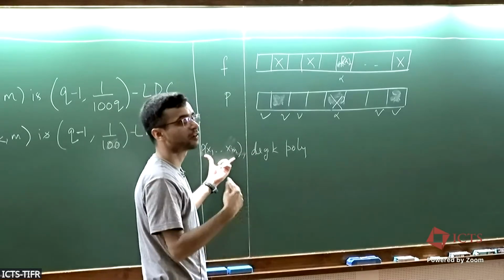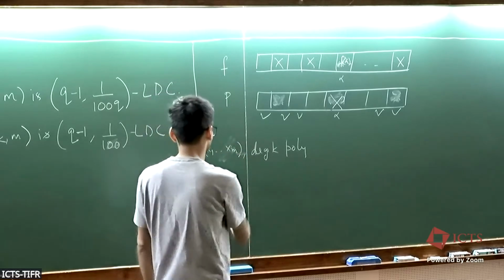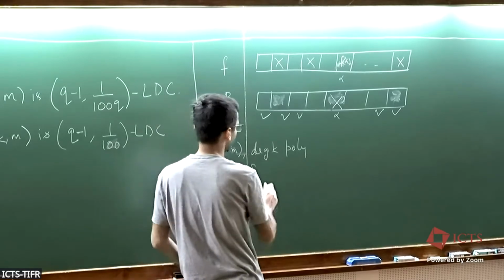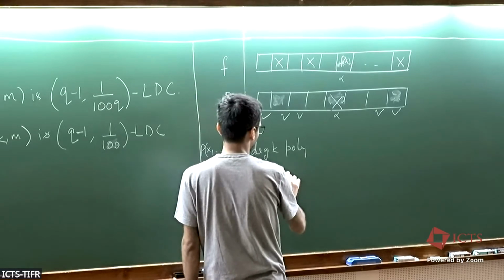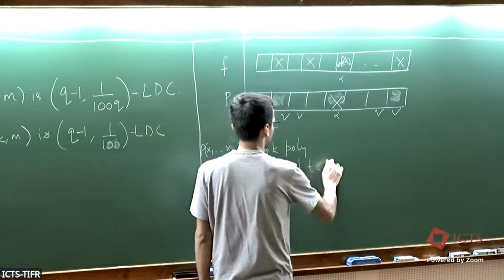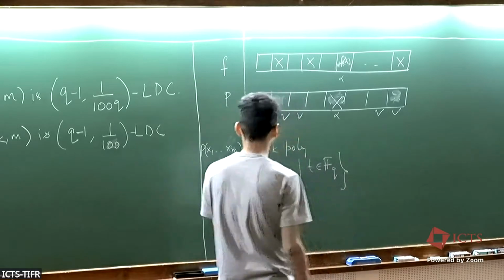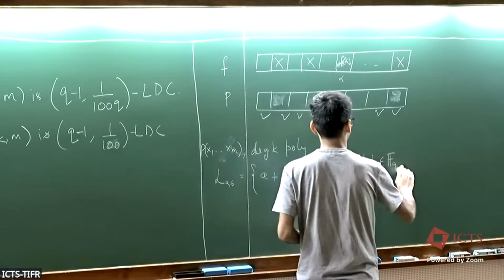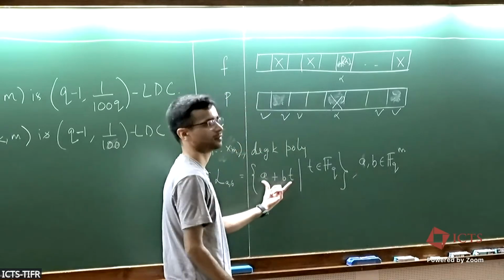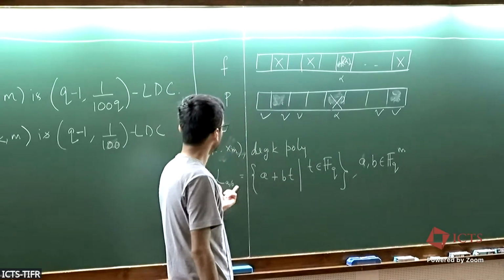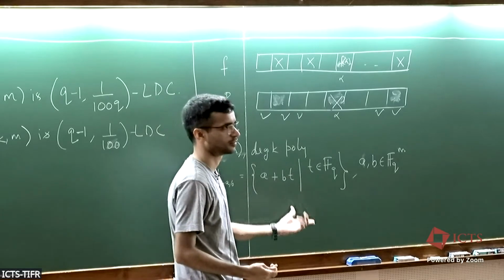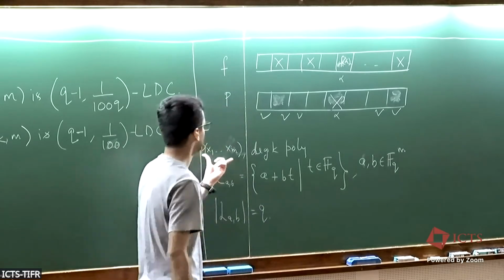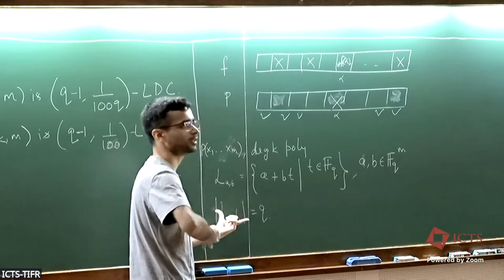Now let's look at the restriction of P to a line. So let's say I'm going to look at the line L_{a,b}. This is a line in F_q to the m. What does that mean? These are points of the form a plus b times t, as t varies in F_q, where a and b are vectors in F_q to the m. So this is a line in F_q to the m. Now this line has q points, so the size of L_{a,b} is q.